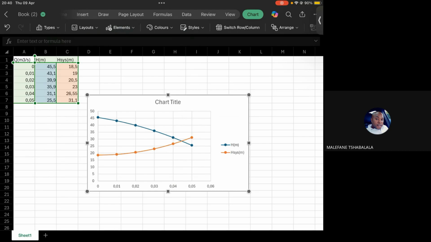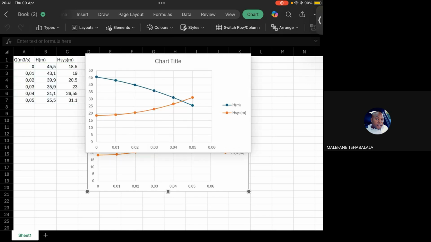Now what we want to show here is the x-axis title as well as the y-axis title. We don't mind about the chart title or the heading of the graph. This one we can remove. We don't worry much about this. You won't get marks for that. I'm just trying to remove it.